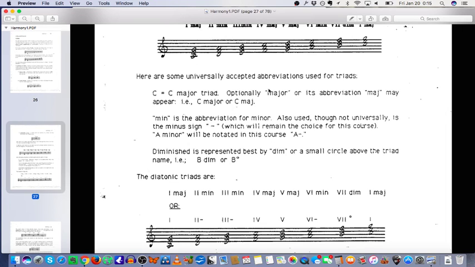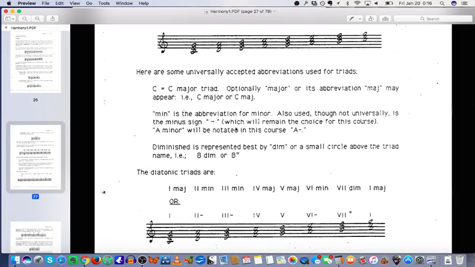Now here are some universally accepted abbreviations used for triads. Unfortunately, there aren't any standardized chord symbols. There really should be. Someone needs to get together and decide on some clear chord symbols, but unfortunately that's not the case. So there can be discrepancies, but here are some pretty common, pretty clear types of chord symbols.